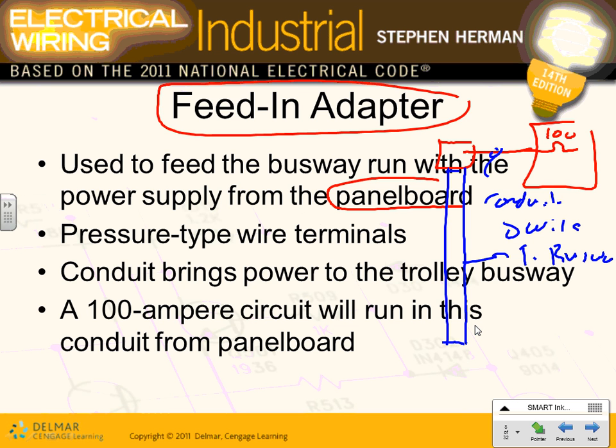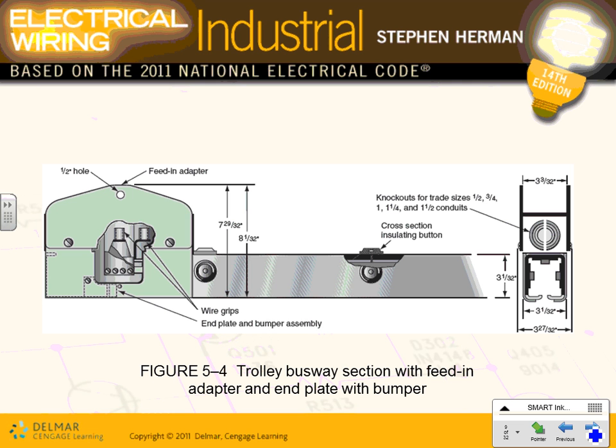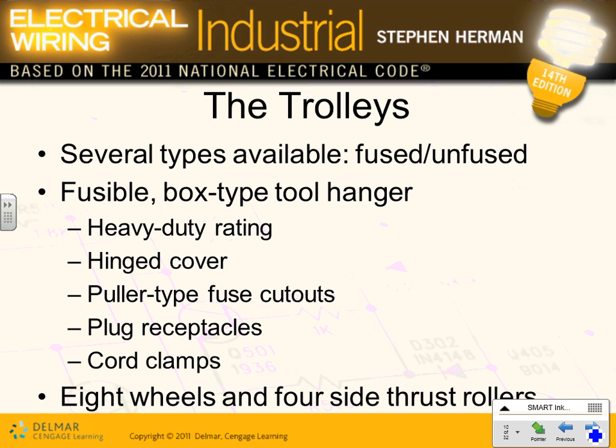Pressure type wire termination, a couple of things about termination. Conduit brings power to the trolley, like we said, 100 amp circuit will run. So here's what we said, here's my 100 amp feeding through a feed-in adapter all the way to the plug-in busways or the trolley busways. Any comments, any questions about this, guys? Straightforward, really not a whole lot.